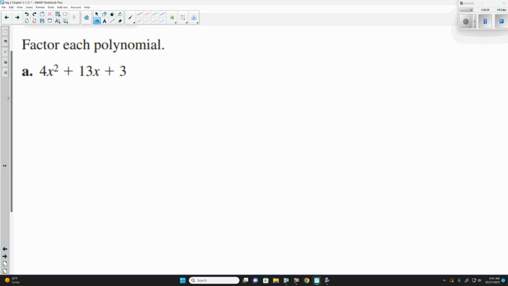Let's look at this one here. I think we're going to be running out of time. Now, when we look at this next one here, the first thing we always look for is a greatest common factor. Is there a number that will go into 4x squared, 13x, and 3? 1. 1's the only one, and unfortunately, it doesn't help us. So there's not a greatest common factor between all 3 terms. So we go to step number 2, which is our 2 sets of parentheses with 3 spaces.